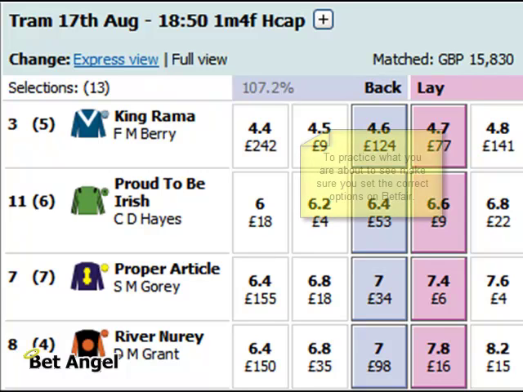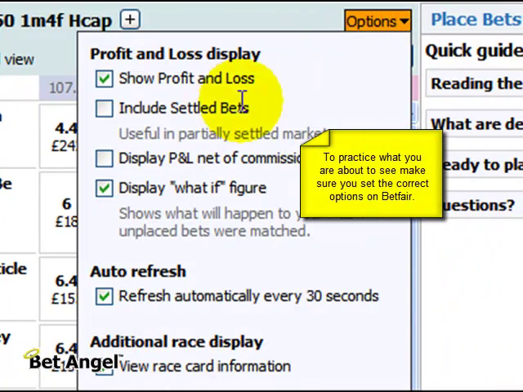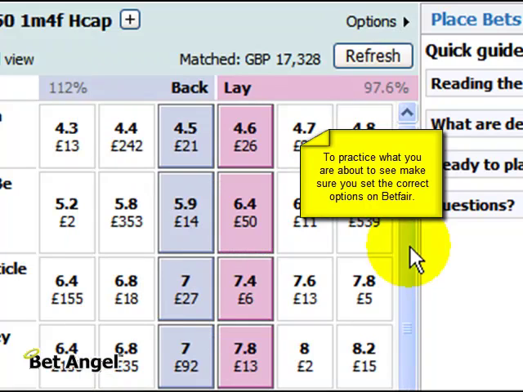When you're looking at a Betfair market such as we are here, go to the Options tab that you have up here and tick the following. Tick Show Profit and Loss, and also tick Display What If Figure. If you do this, you can replicate exactly what I'm about to do. You need to save those settings, by the way. You can't see that because it's off the end of the screen here.